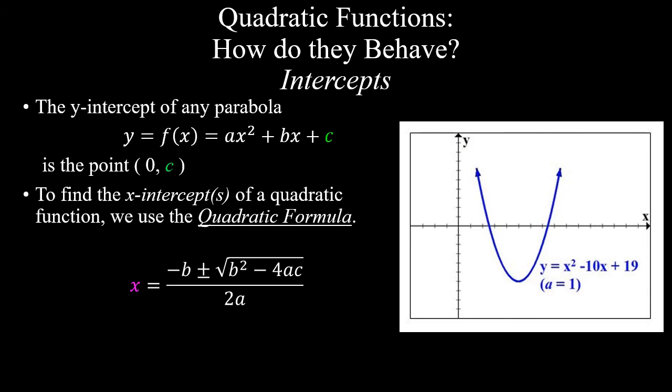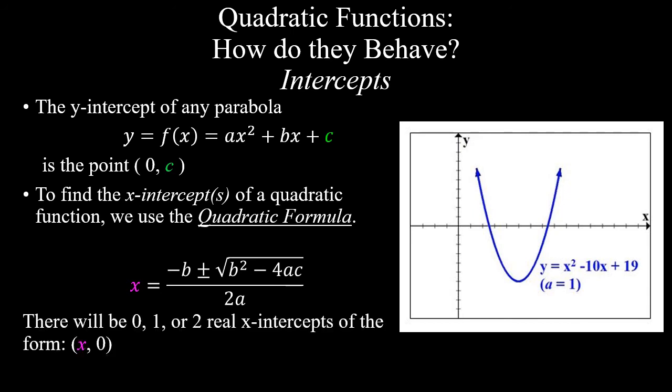So you will either have 0, 1, or 2 real x-intercepts, okay? And they will be of the form (x, 0). So whatever you solve for and get for x, you plug in for your x coordinate, and of course your y coordinate is just 0, because we're dealing with the x-intercept here.